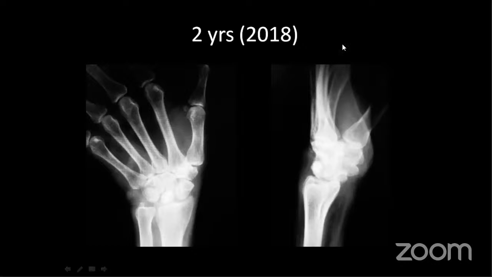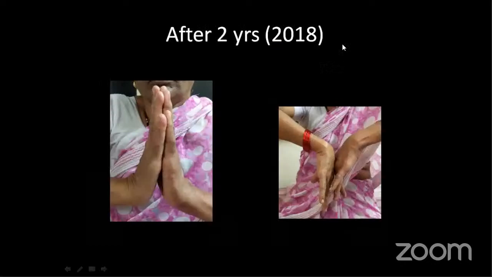This is after 2 years. And this is the range of motion at 2018. Good dorsiflexion. This patient doesn't do any physiotherapy. He doesn't come for a follow-up.